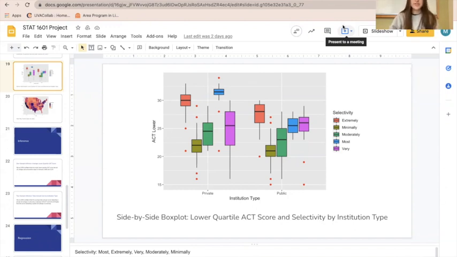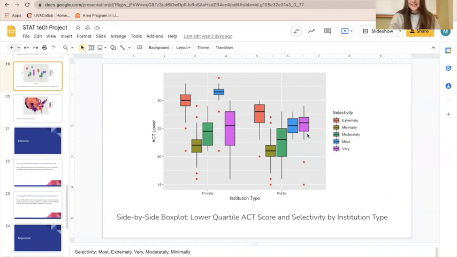This side-by-side box plot shows the lower threshold of ACT scores typically accepted by private institutions versus public institutions. Both types are further divided by school selectivity. The most selective, the blue ones, private institutions report lower quartile ACT scores above 30, while the most selective public institutions report lower quartile ACT scores in the range of approximately 23 to 28. This box plot suggests that the most selective private schools have higher test score standards than the public schools.